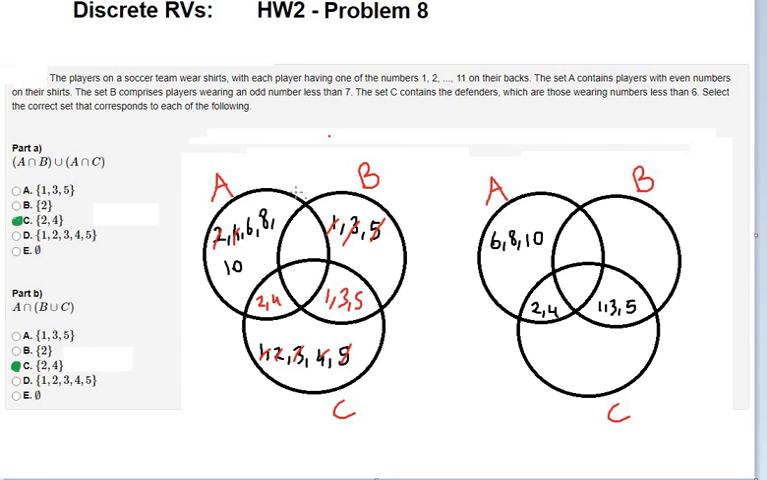As long as you make the correct Venn diagram, all you have to do is just follow the instructions here. So you can find B union C and intersect it with A. You can find A intersect C, A intersect B separately, and take the union.